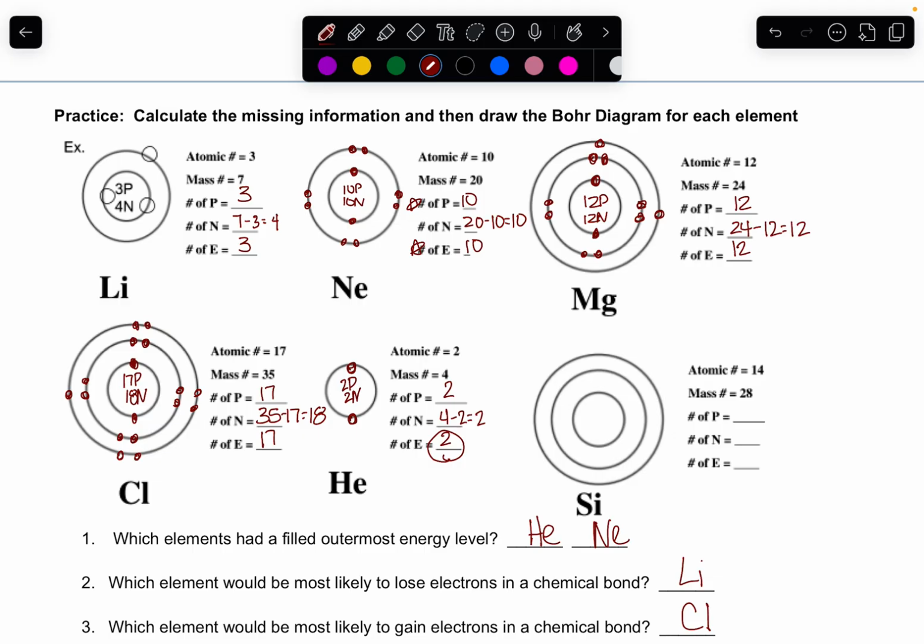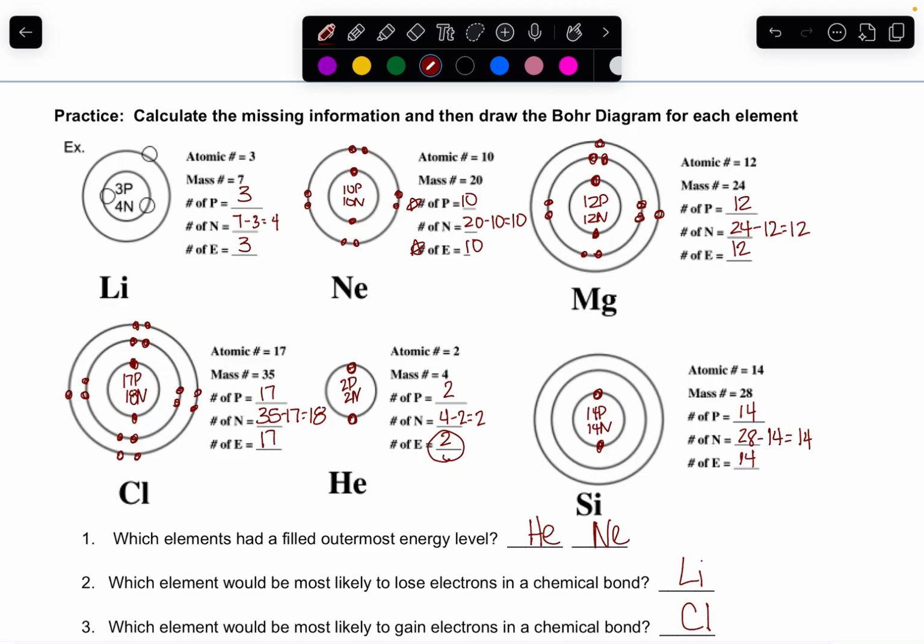Silicon, I have an atomic number of 14, so I have 14 protons and 14 electrons. My mass is 28. I take away my 14 electrons, and that gives me my 14 neutrons remaining. I put my protons and my neutrons in the nucleus, and then I start placing my 14 electrons.